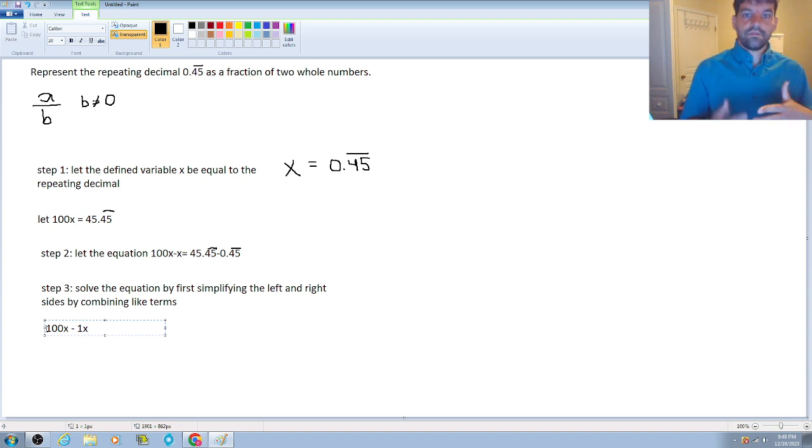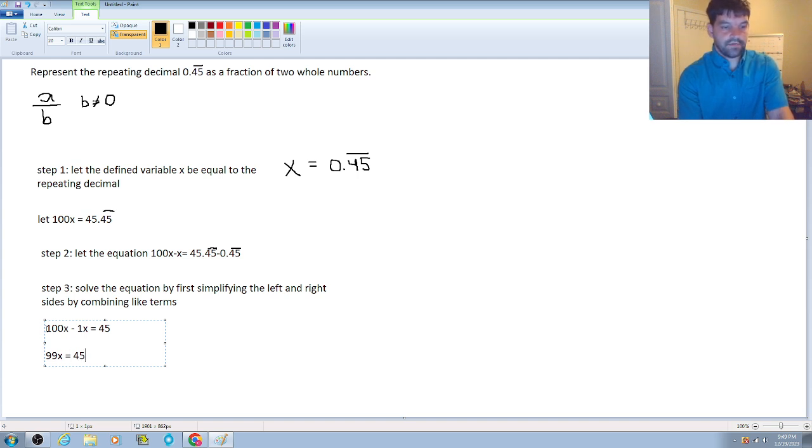But if it helps you with the combination of like terms, which it may very well here, you're more than welcome to do that. And then what's going to happen here is the 45.45 repeating minus the 0.45 repeating is just going to become 45. So now that step was very pivotal to this whole process because we got rid of the repeating decimal component of our question here. And now what we have here is just a situation where you can now combine the like terms on the left, which is going to be 99x is equal to 45.